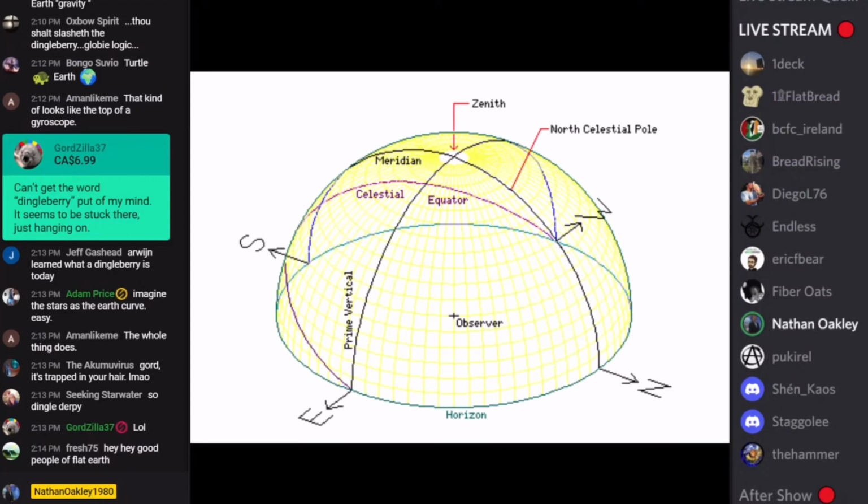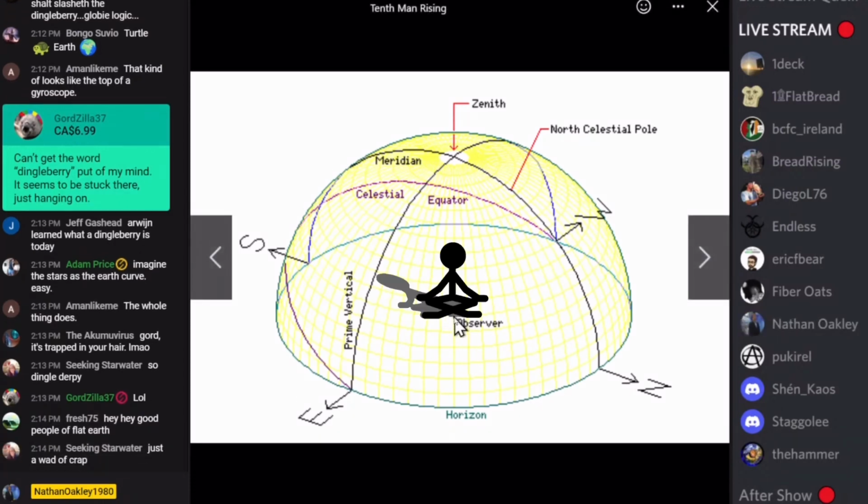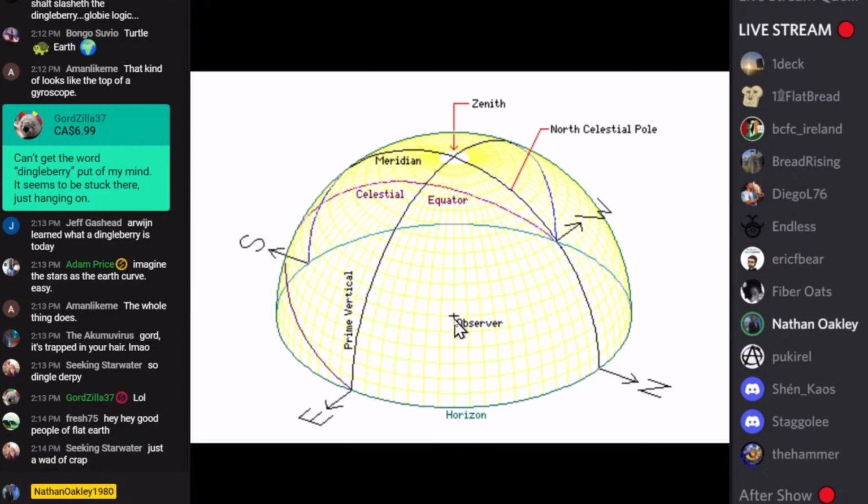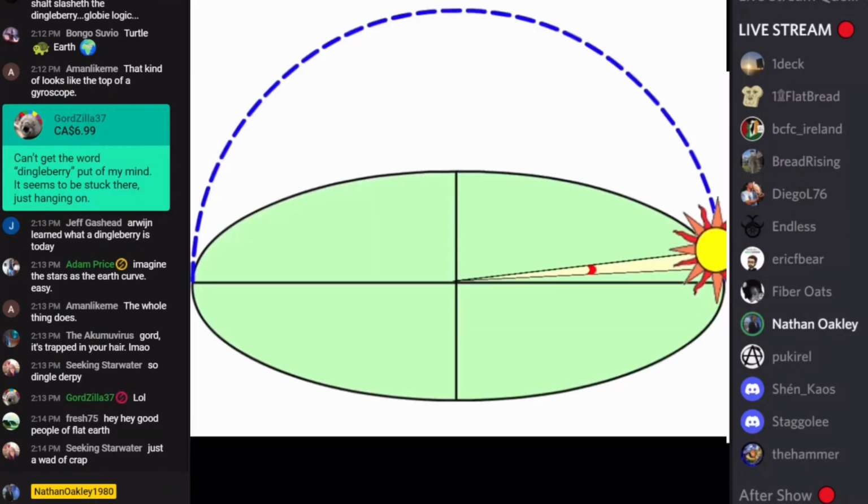No, but it states in the middle, doesn't it? What I was saying. It states what's actually going on there. The observer, yes. It's just the observer, where the observer is positioned. That's how the celestial sphere manifests above the observer. But the observer is on a flat plane. Always.